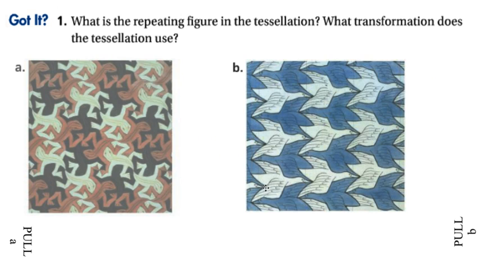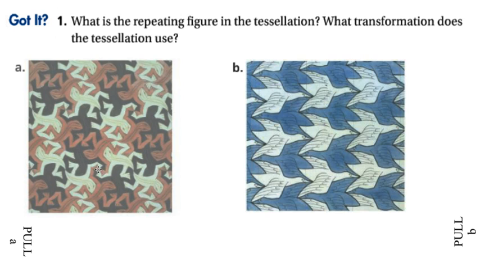Here's a couple examples. What is the repeating figure in the tessellation, and what transformation does the tessellation use? Well, in letter A over here, it looks like a lizard, I guess. You'll see a red one, and then a black one, and a white one, and then a red one. And it repeats over and over again.